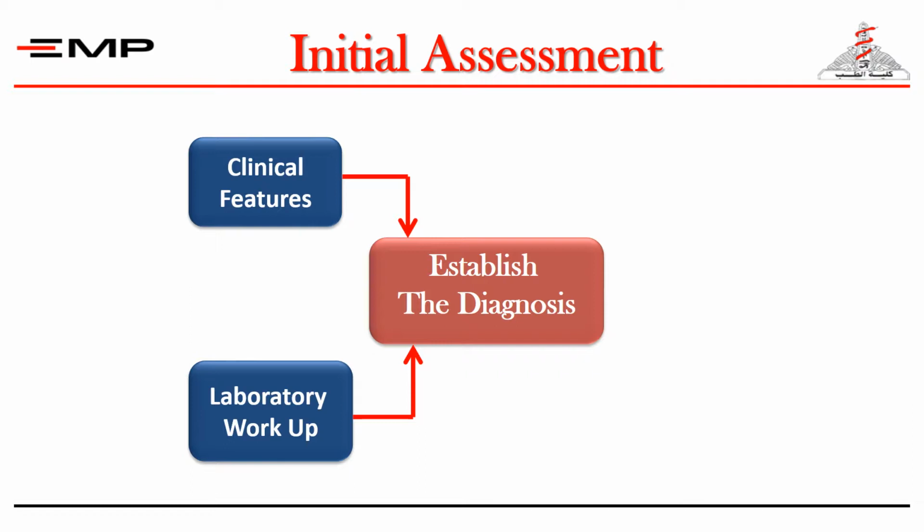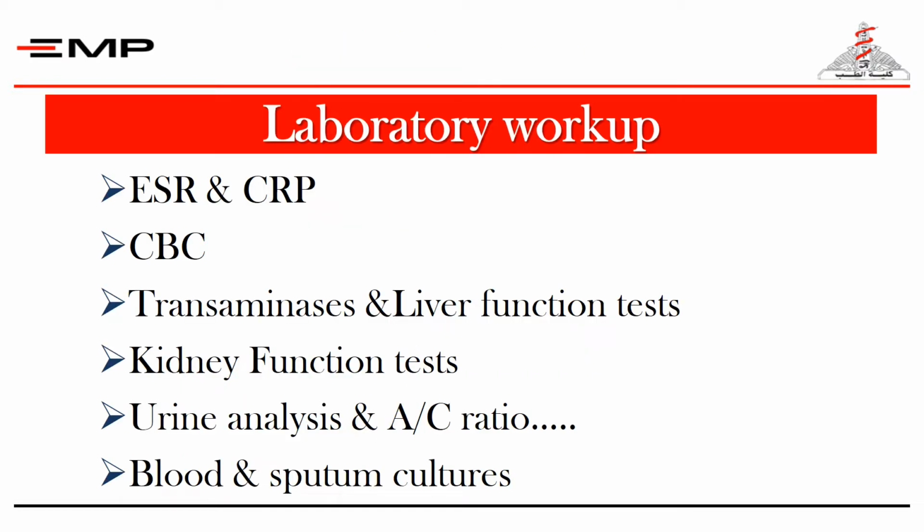and the principle here is to try to select the most sensitive and the most specific available tests. In the laboratory workup, we have to ask for ESR and C-reactive protein, acute inflammatory markers. We expect them to be high in titer. Complete blood count: we may find anemia, leukocytosis without infection, and maybe thrombocytosis, an increase in the platelet count. Transaminases and liver function tests may be affected also. Renal function tests, urine analysis, and albumin or protein creatinine ratio in urine, blood and sputum culture to rule out infection.